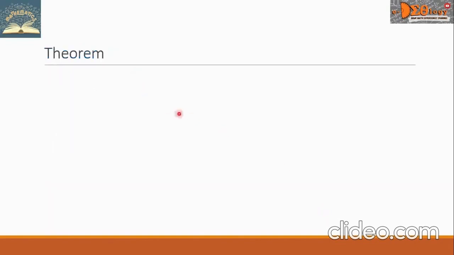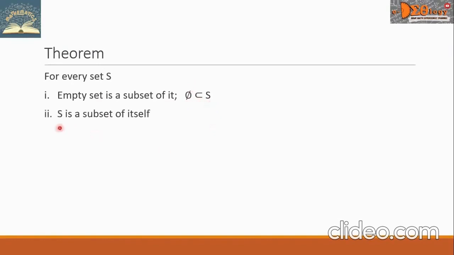Let's go to this theorem. For every set S, number 1, empty set is a subset of it. In symbol, this is for the empty set or the null set is a subset of S. Second, S is a subset of itself. In symbol, we write like this. Since S is equal to itself, we use this symbol. So we say that S is a subset of S.